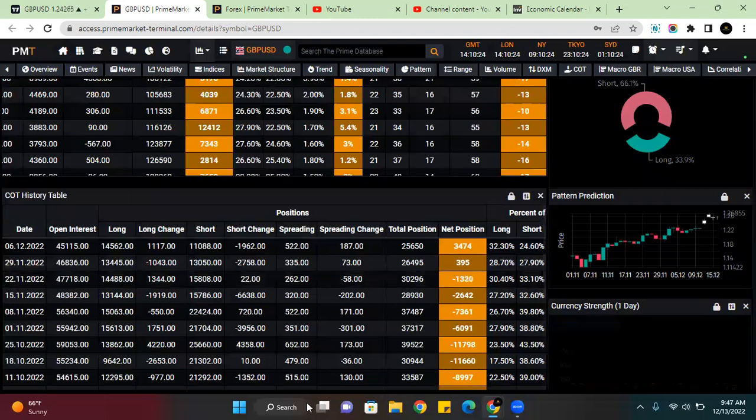That was my breakdown for GBPUSD, a 4% gain overall, 6% today.